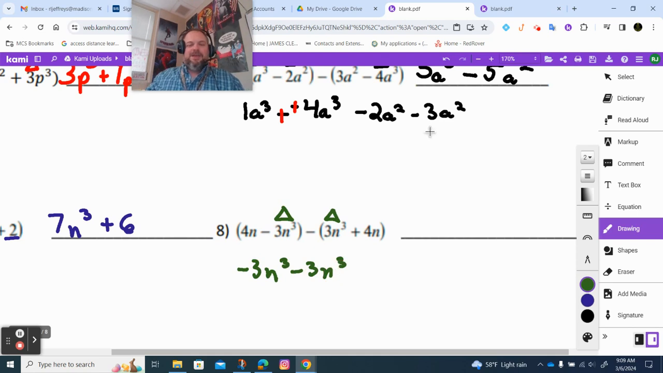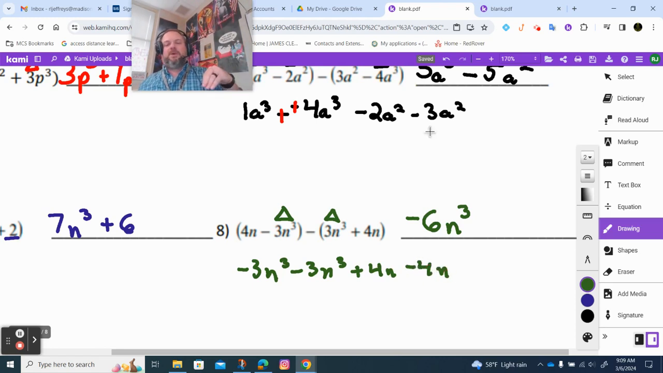All right. So this ends up being negative 6 into the third. And then we have 4n minus 4n, where those cancel. So my actual answer on number 8 is just negative 6 into the third. Yep. Now, if you were to write this, I'm not going to count off, but that looks like ohm.